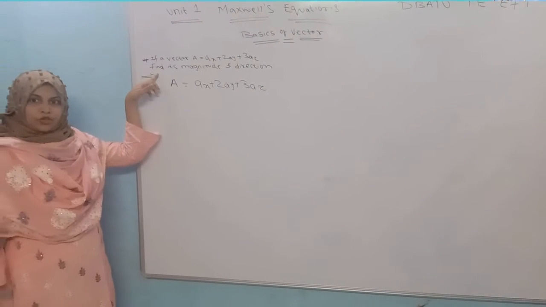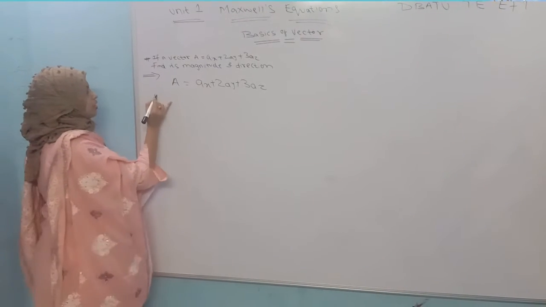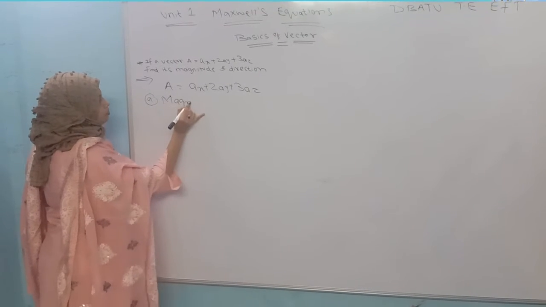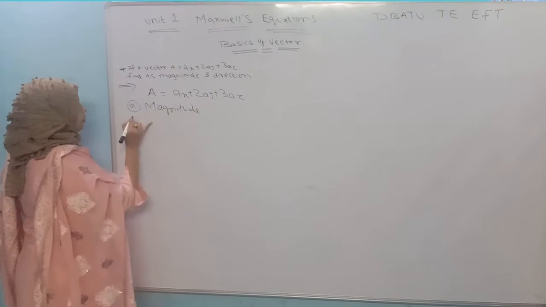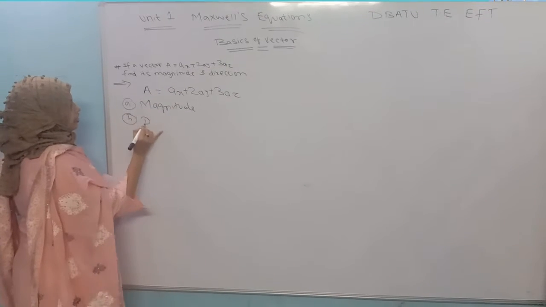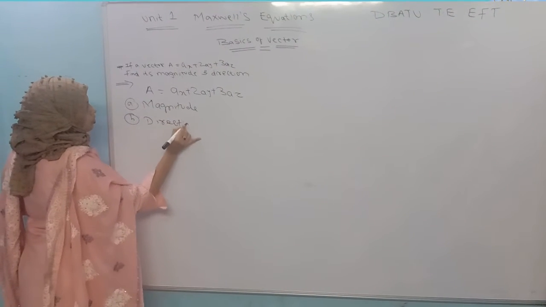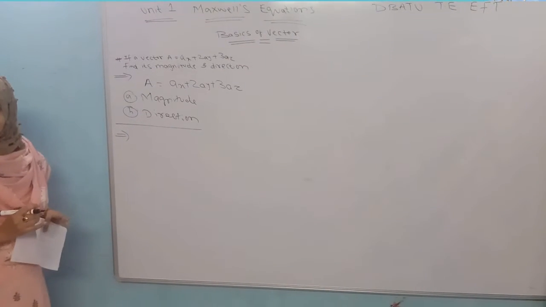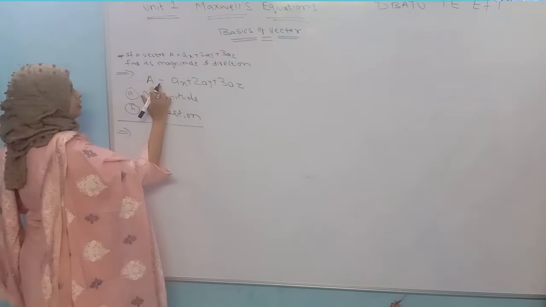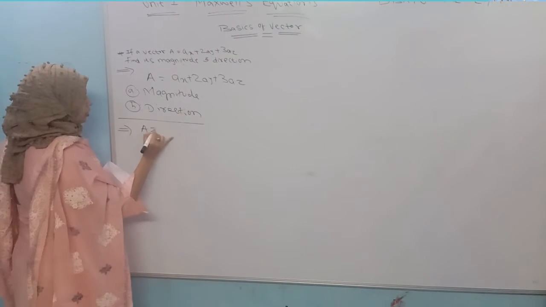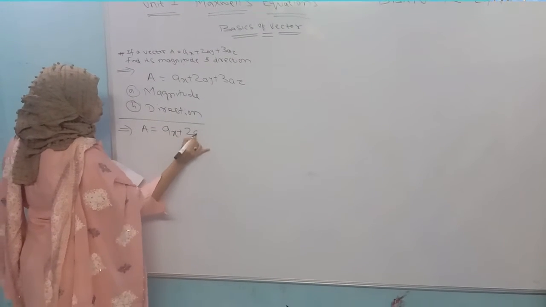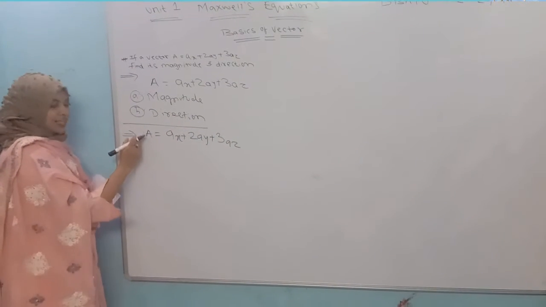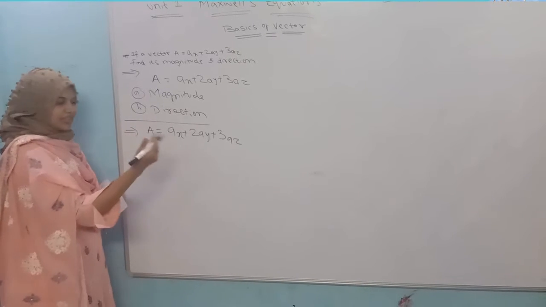And what is asking in the numerical? Two parameters are asking in the numerical. A part, first, that is nothing but find out the magnitude. And B part, second, that is nothing but the direction. Go with the first one. Now we will start the new solution. What is that? If A is my vector and the equation is ax, 2ay and 3az, just compare this A vector with our standard equation.